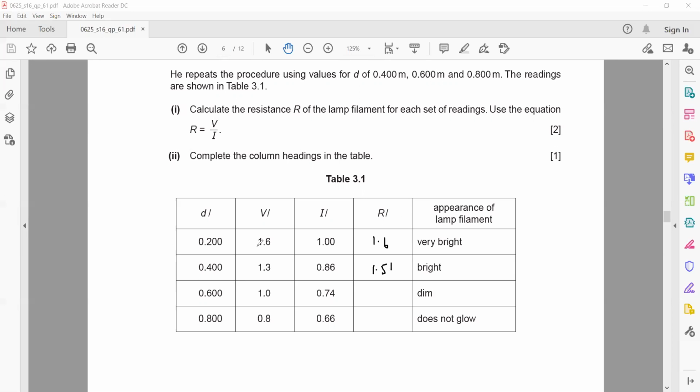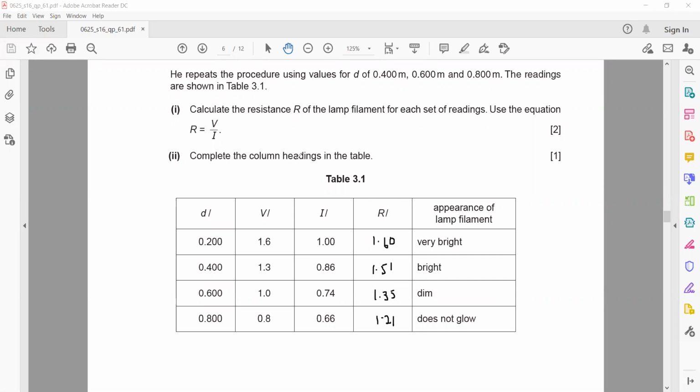And when you write, each column should have the same number of significant figures. You can see here they're using 2 decimal places, and in this column they're using 1 decimal place. So if I'm using 1.51, I should write 1.60. Even though it is 1.6, for the same column I should use an equal number of decimal places. What about the third one? 1 divided by 0.74 is 1.35. And the last one? 0.8 divided by 0.66 is 1.21.